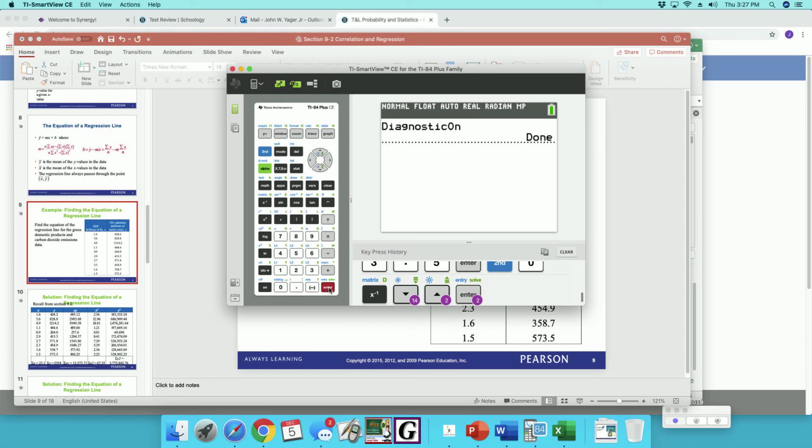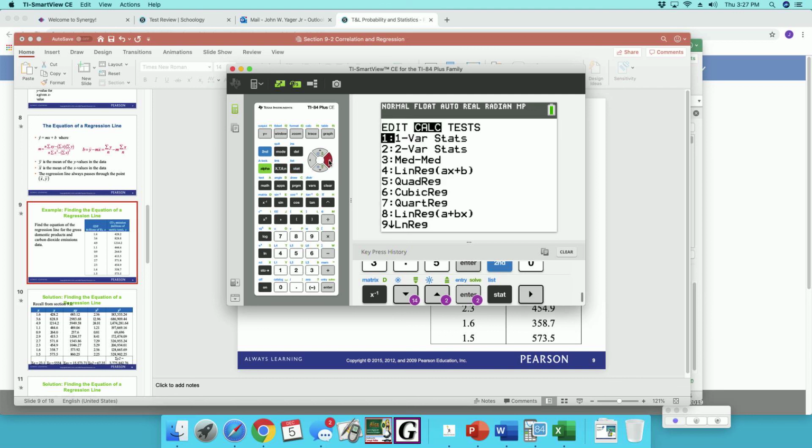Now, let's do our line of regression. Push stat. Go over to calc. We want number 4, linear regression.